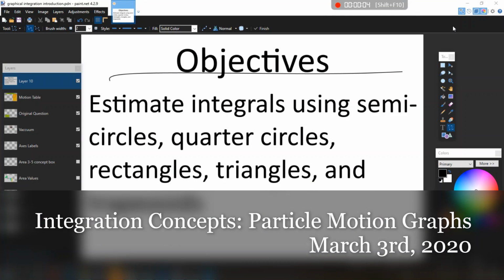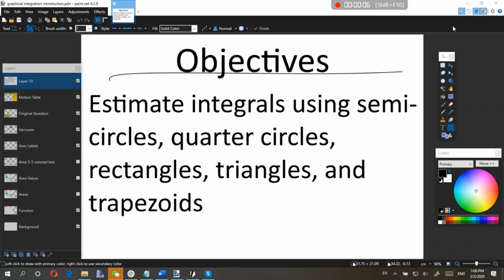Yep. So, got an easier day today. We're going to be estimating integrals using semicircles, quarter circles, rectangles, triangles, and trapezoids. More importantly, we'll be talking about the meaning of these integrals and derivatives in context again.